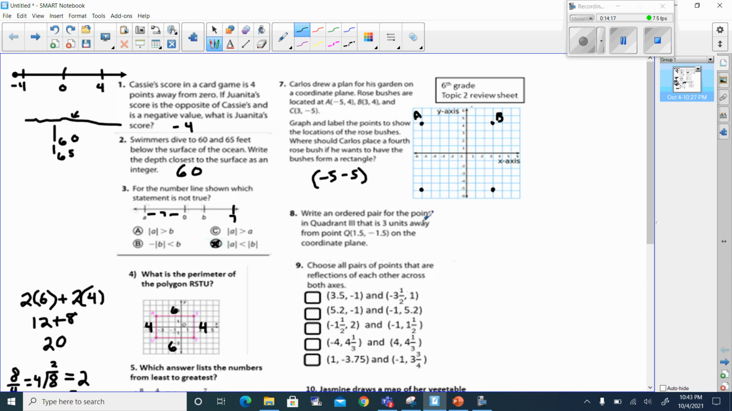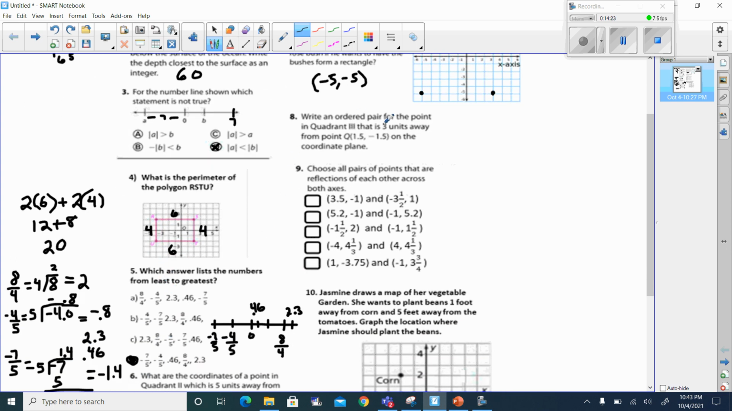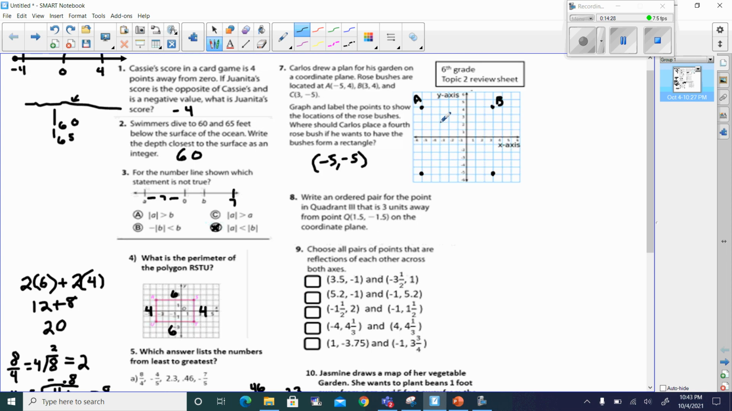All right, so negative 5 and negative 5 should be my answer. All right, let's go to number 8. Write an ordered pair for the point in quadrant 3. All right, let's go ahead and use this one again.